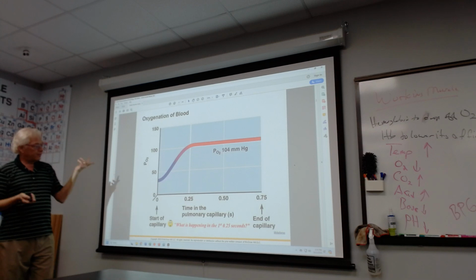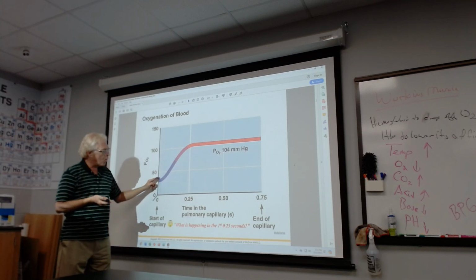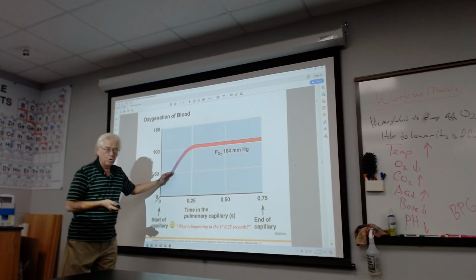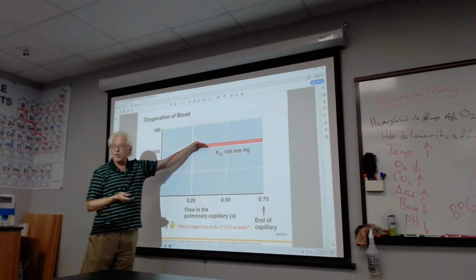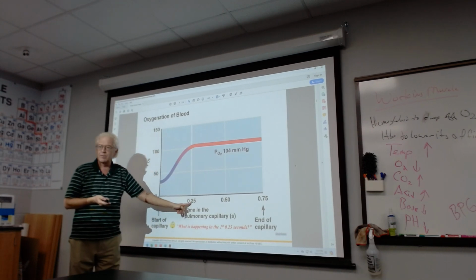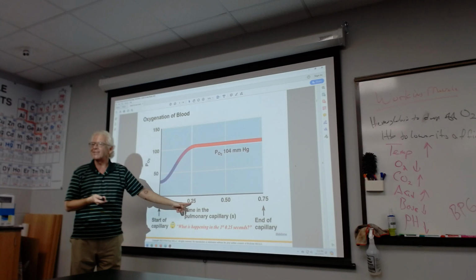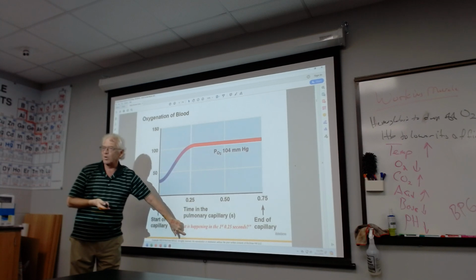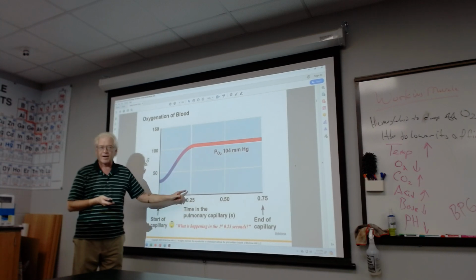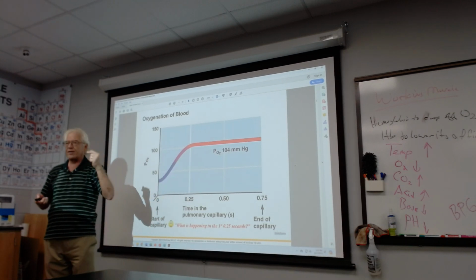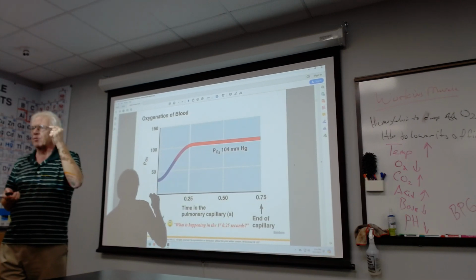This is a simple thing. Look how quickly blue blood becomes oxygenated in your alveoli. How fast? 1/4 of a second. That's the question. What's happening in that first 0.25 seconds? I'm going from blue to red, that fast. 1/4 of a snap of your fingers.